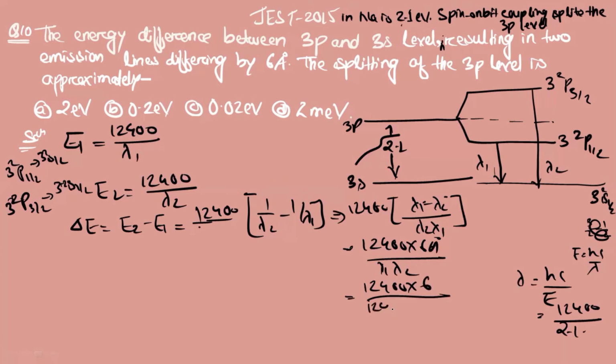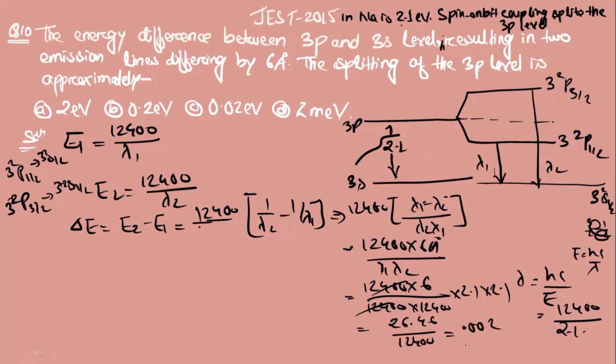Lambda 1 will be 12400 divided by 2.1, again 12400 divided by 2.1. So this 12400 will get cancelled, right? When you multiply all this, you will get 26.46 by 12400. And finally, you will have 0.002. So you can write 2 into 10 to the power minus 3, which can be written as 2 milli electron volt. So the correct option is option B.